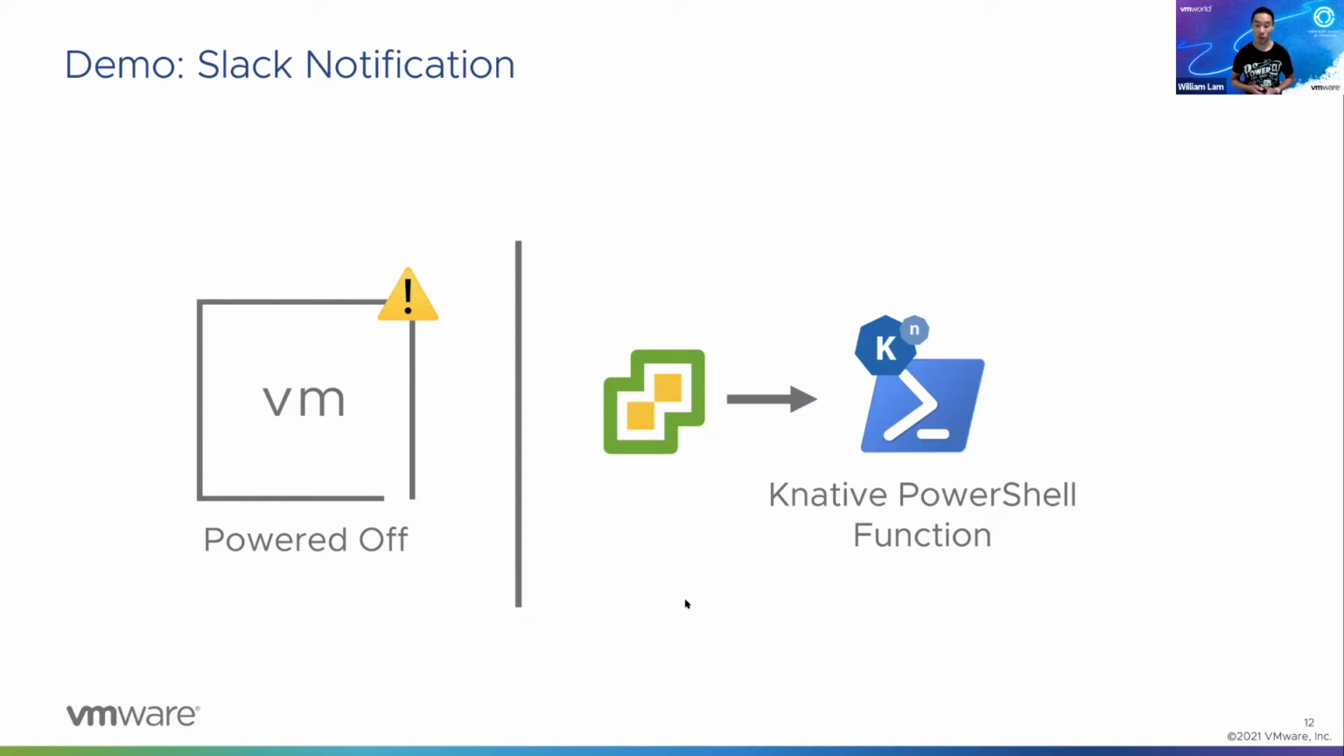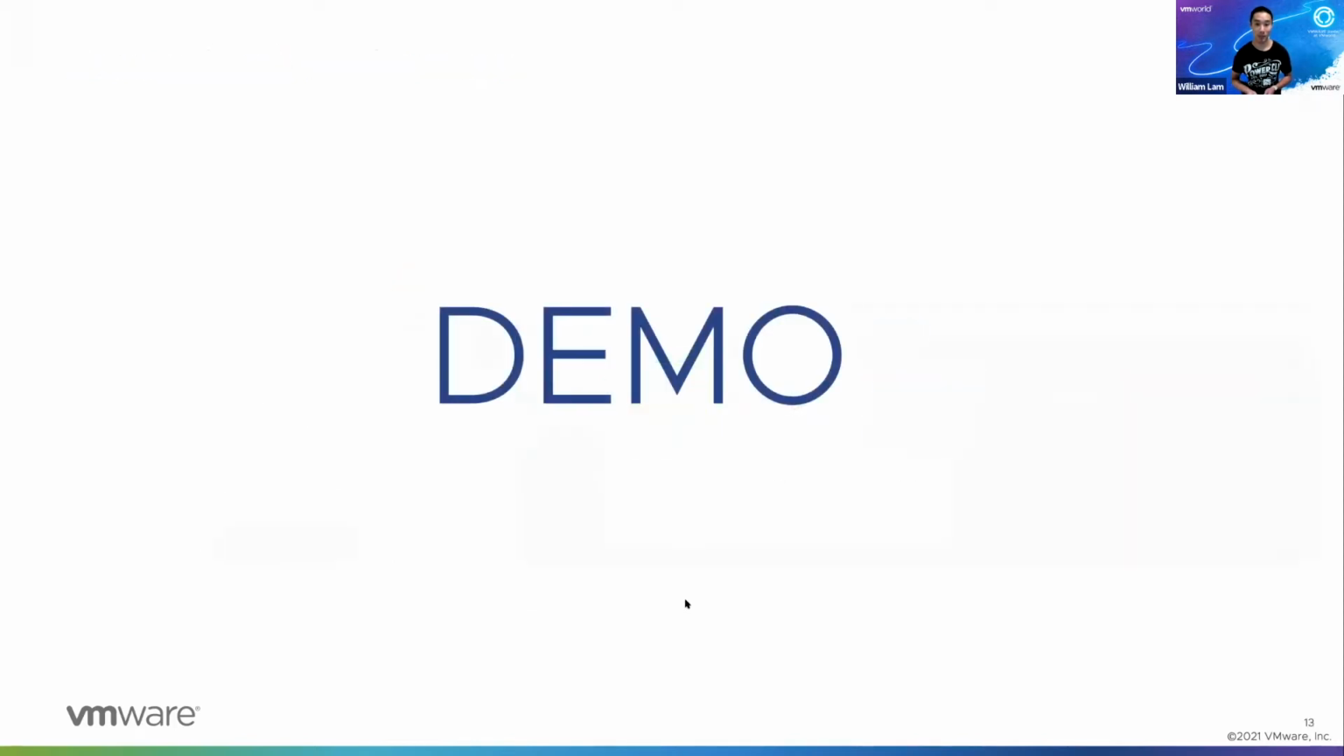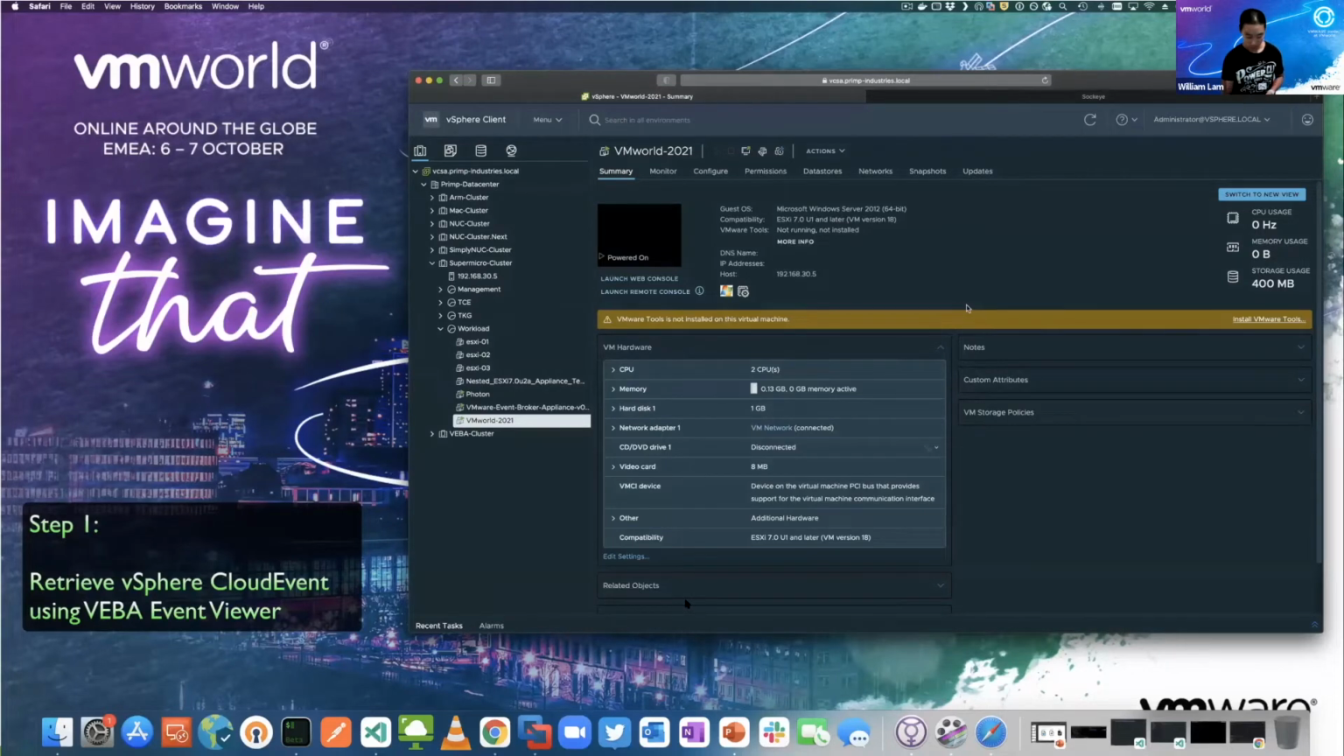That event is going to call into one of our PowerShell functions, and its job is to basically send a Slack message. Really, really basic. And I'll show you how that works in this demo. Okay, so let's see.